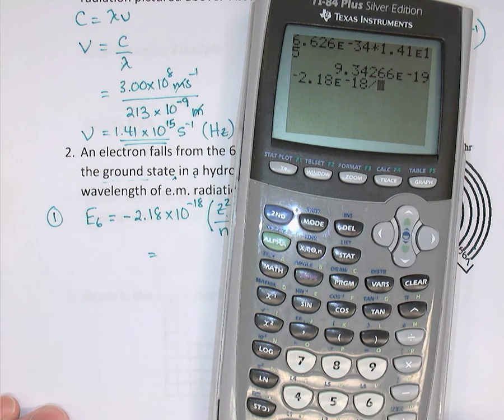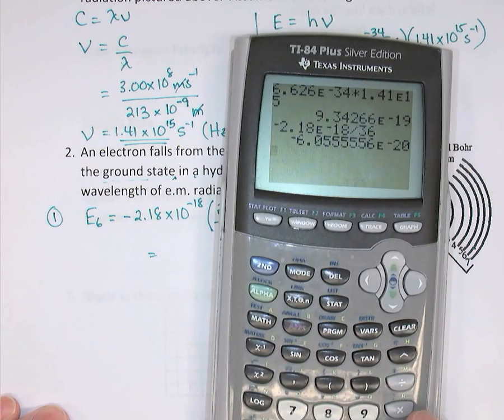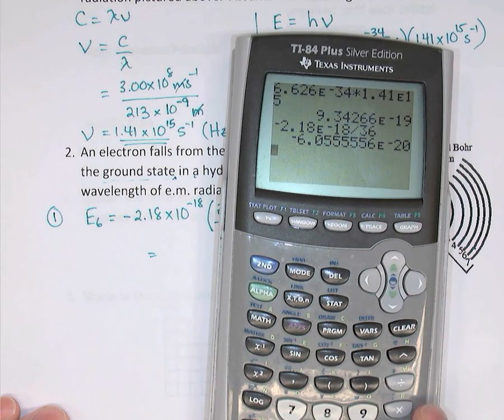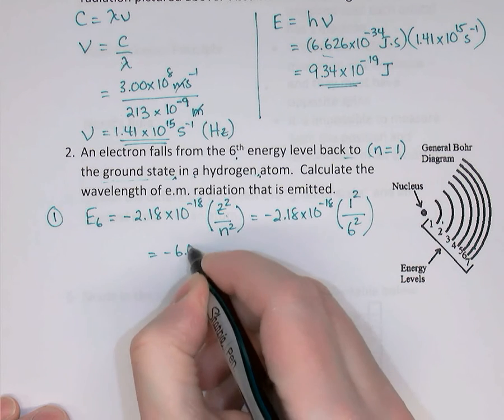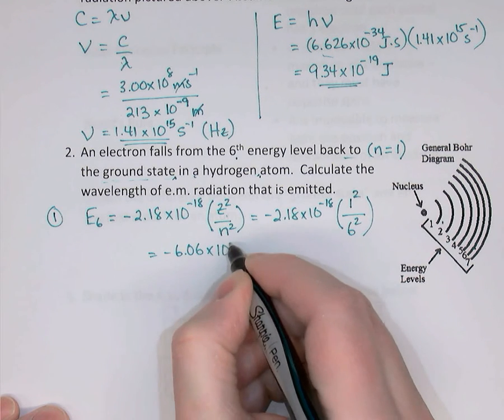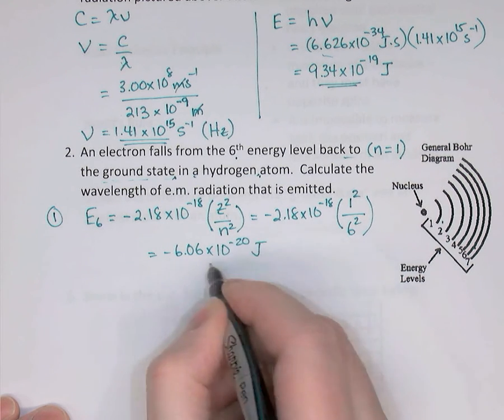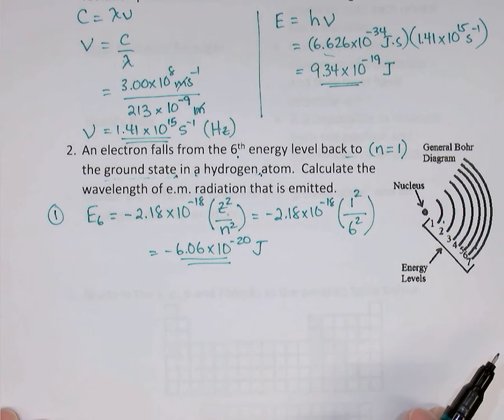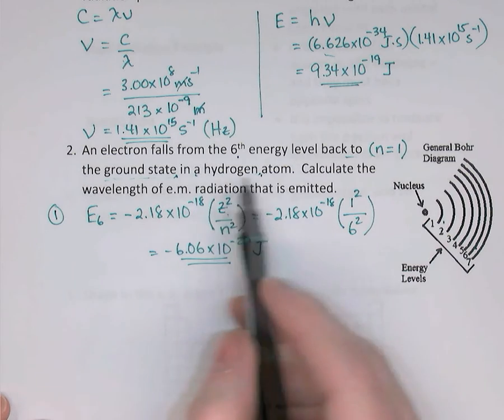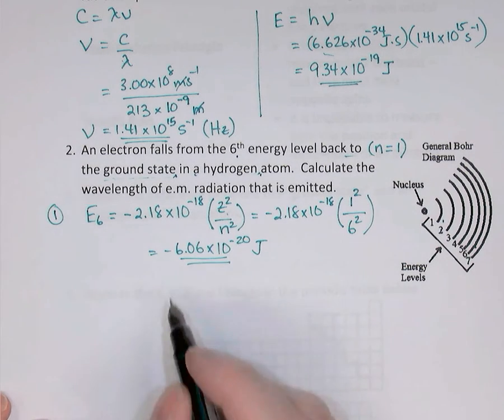I'm just going to divide that by 36. 6 squared is 36, equals negative 6.06 times 10 to the minus 20. So negative 6.06 times 10 to the negative 20 joules. That's the energy of the electron in the 6th energy level. It fell back to the ground state, which we said was the first energy level.